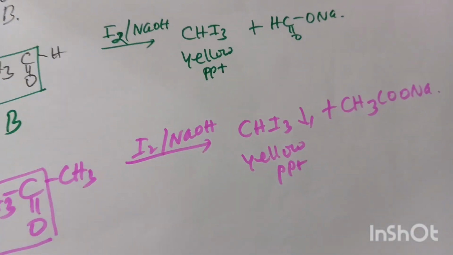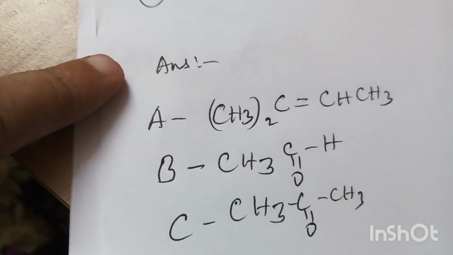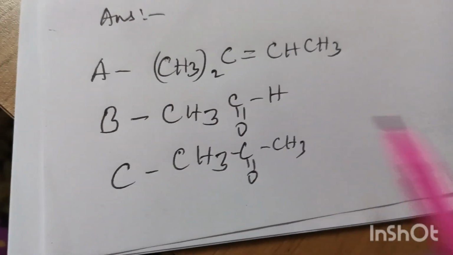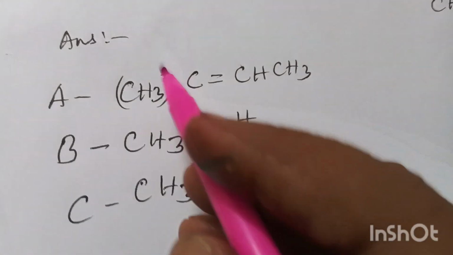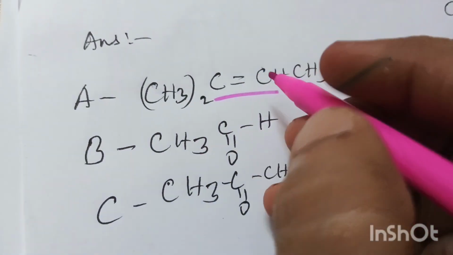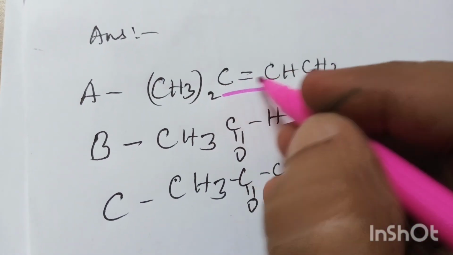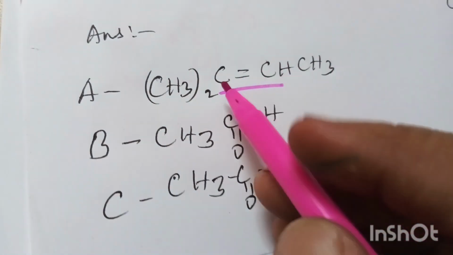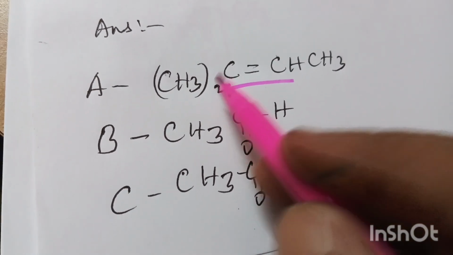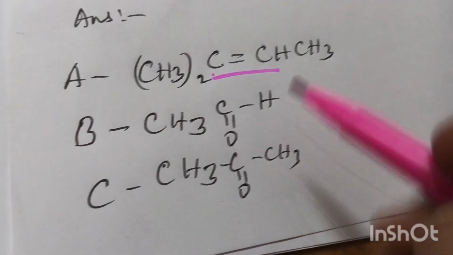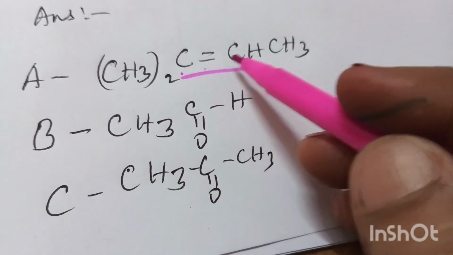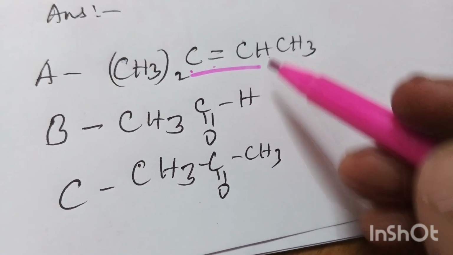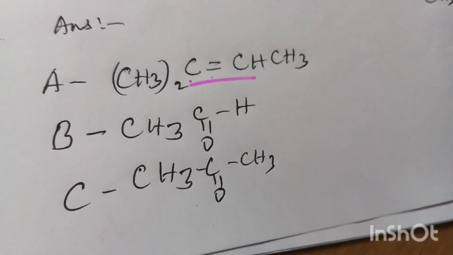So in this, compound A is the alkene (CH3)2 C double bond CH3. B is CH3 C double bond O, and C is CH3 C double bond O CH3. Here we have to remember that across the double bond there will be two carbons. The carbon where there is no hydrogen will end up as the ketone, that is compound C. And the double bonded carbon which contains hydrogen will end up as the aldehyde. Thank you children, keep watching.